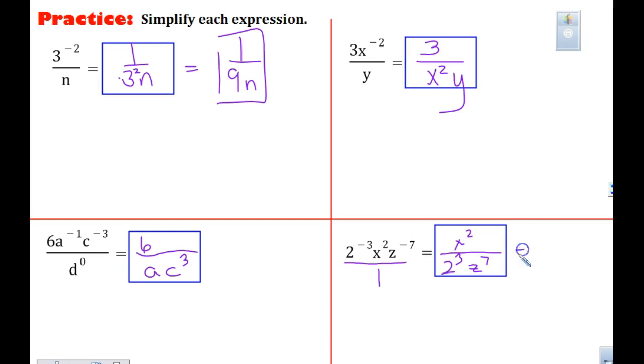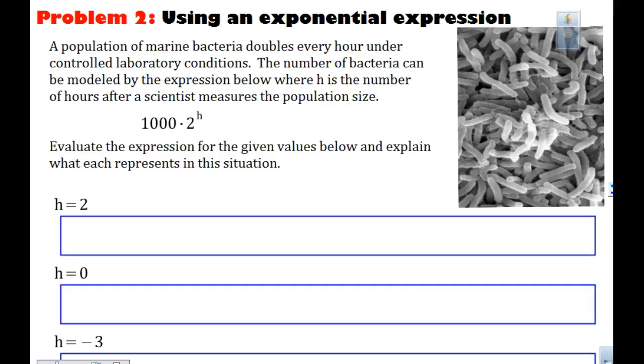Now, I would take this as an answer, but 2 times 2 times 2, 2 to the 3rd is 8. Z to the 7th over x to the 2nd. I would take that answer also. Okay, is that making sense? Okay. So, as you are looking at those solutions, the last page that you are doing in your notes that we are looking at is this one.